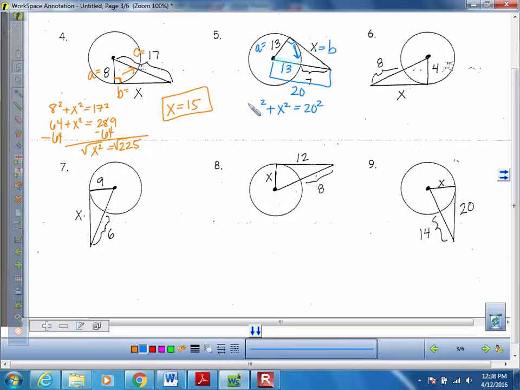I know that 13 squared gives me 169, plus x squared equals 400. So I'm going to isolate x squared by subtracting 169. And so x squared equals 231. And then what happens when you take the square root of 231? You get a decimal. Can lengths be decimals? Yes. So we would leave it as 15.2.